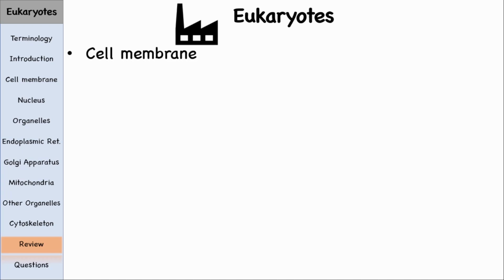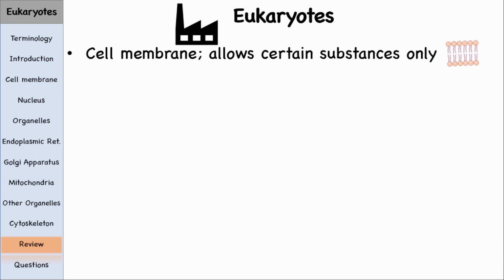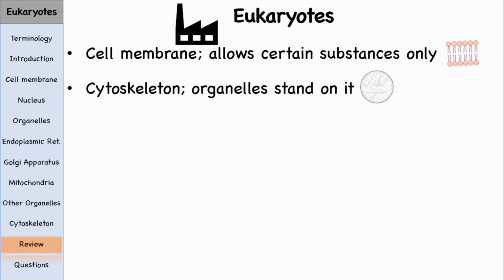Now that we took an idea about the eukaryotic cell, its components, and how it works, we see that it is more like a small factory. The cell membrane plays the role of the security guard, as it allows the entry of certain substances only. The cytoskeleton is like the columns and walls that this factory stands on.